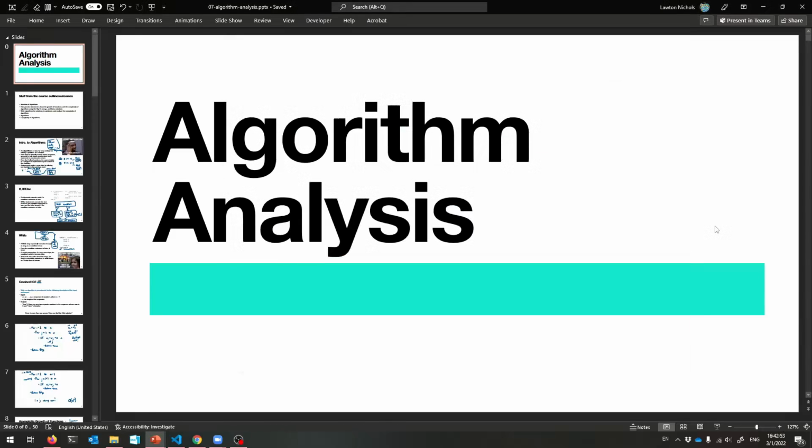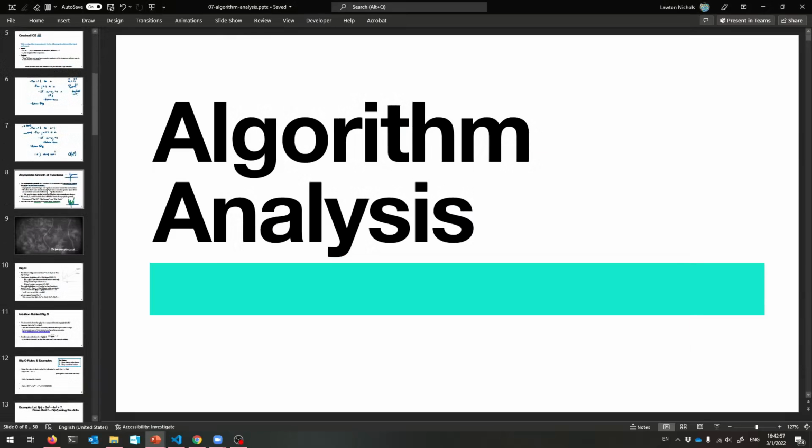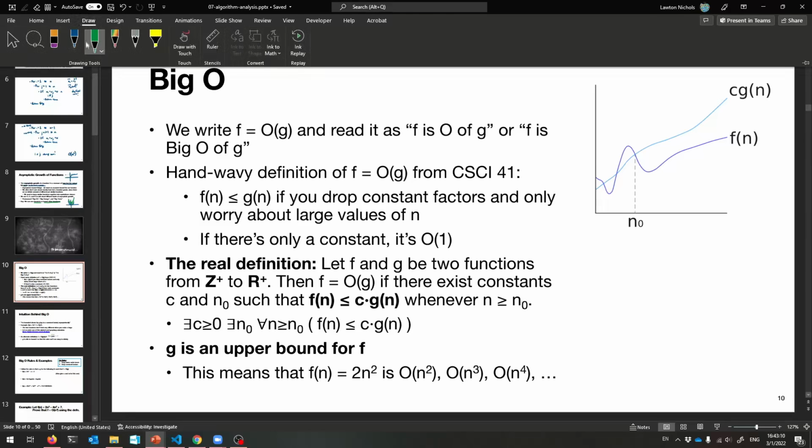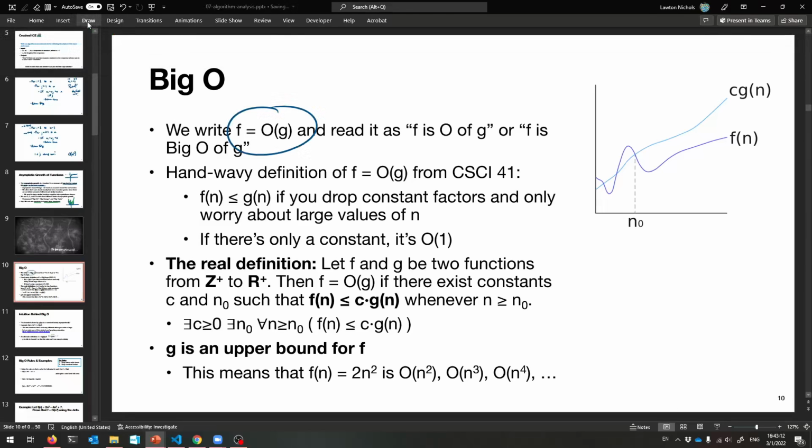Alright, welcome back to the algorithm analysis slides. Let's continue and finally mathematically say what it means for a function to be big O of another function. Are we ready? I think we are. So, as we've learned, we write that a function f is big O of another function g. We read it as f is O of g or f is big O of g.